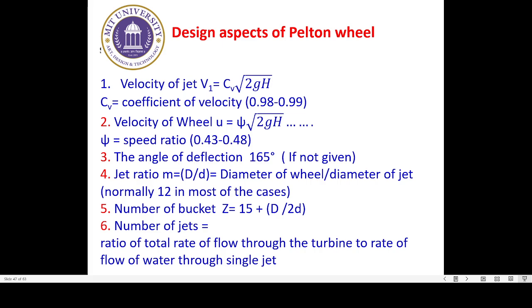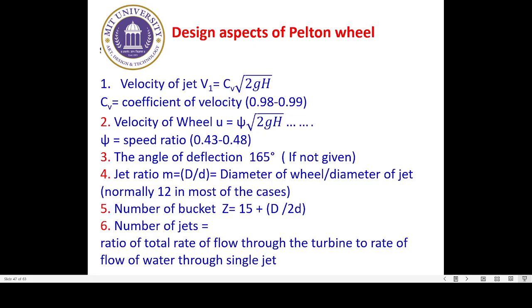The velocity of the wheel, that is small u, is expressed as psi times the square root of 2gH, where psi is a constant known as the speed ratio. The speed ratio ranges between 0.43 to 0.48.